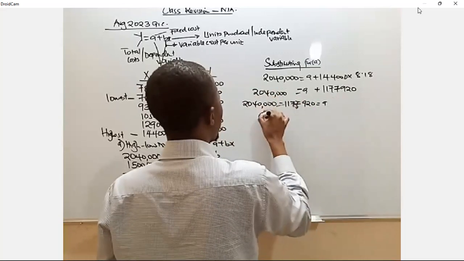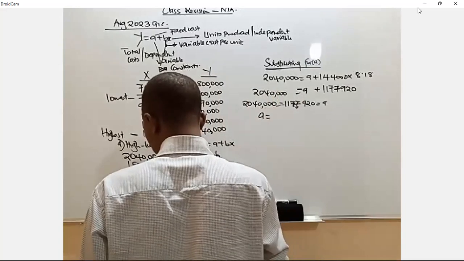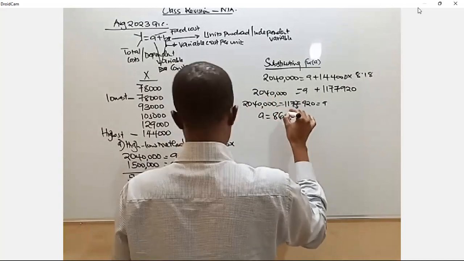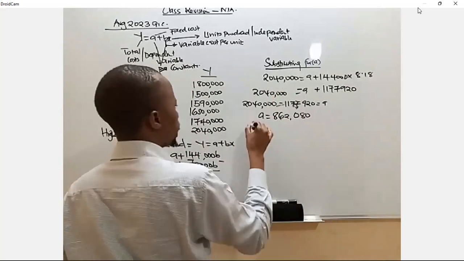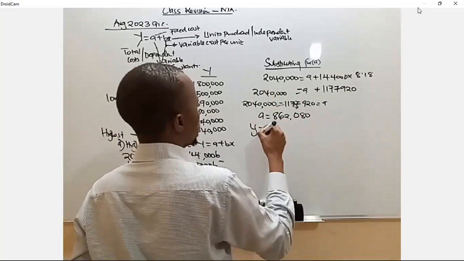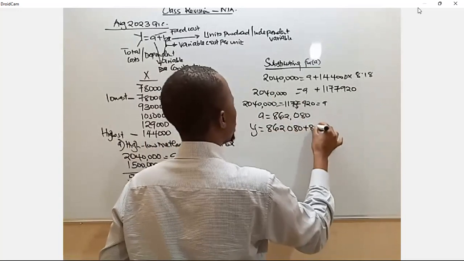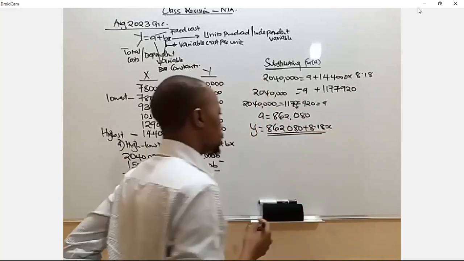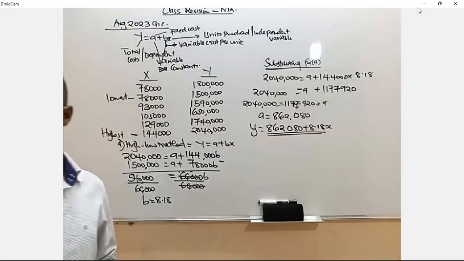So our A should be equal to 2,040,000 minus 1,177,920, and my answer should be around 862,080. And because we want to form the linear equation, y should be equal to 862,080 plus 8.18x. You have already formed a linear equation using the high-low method.